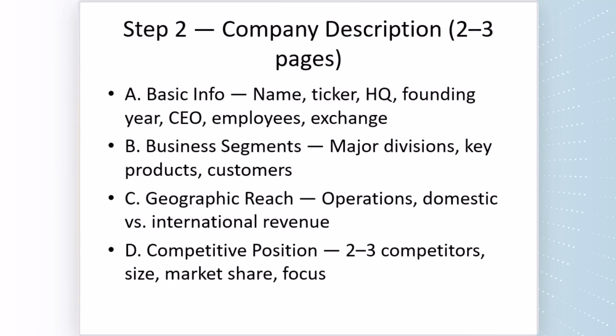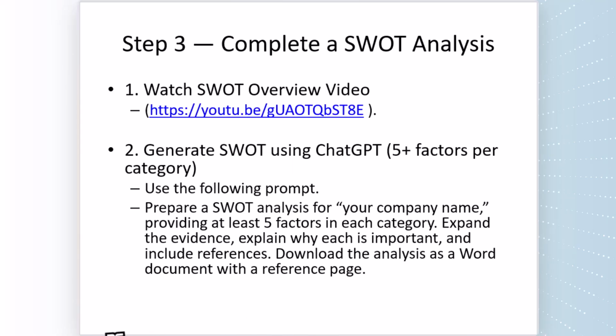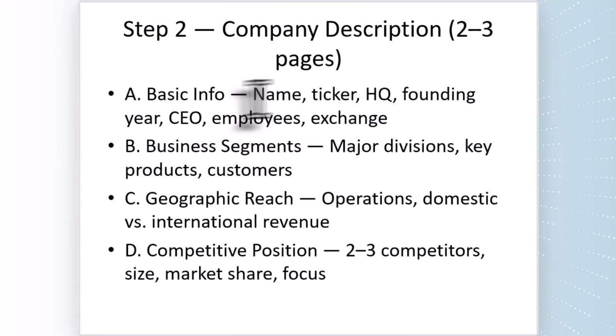Step 2, we're going to start to write a paper. We're going to have 2 to 3 pages where we talk about some basic information, right? So using bullet points. Put the company name, the ticker symbol, where is the headquarters, what is the year that it was founded, who is the CEO, number of employees, and what stock exchange we can find that from.